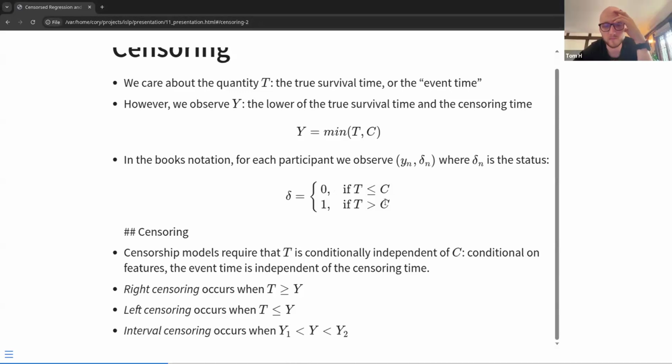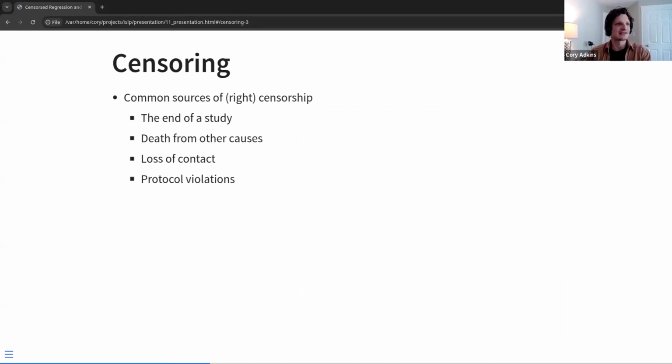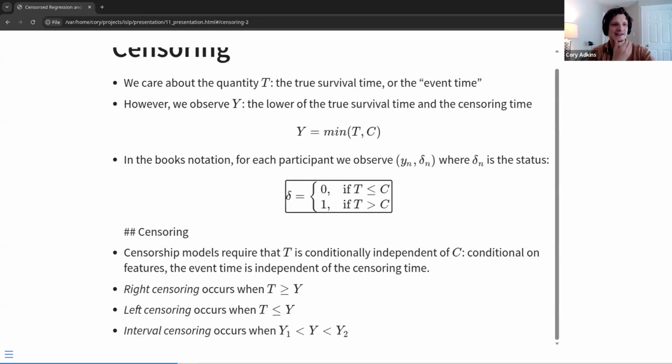This is from a Google search, but censoring can occur because the participant just stops, falls out of touch, or maybe there's some protocol violation. Those are in principle avoidable maybe, but they do happen in real data. So you're trying to account for that. But yeah, I did find that confusing.